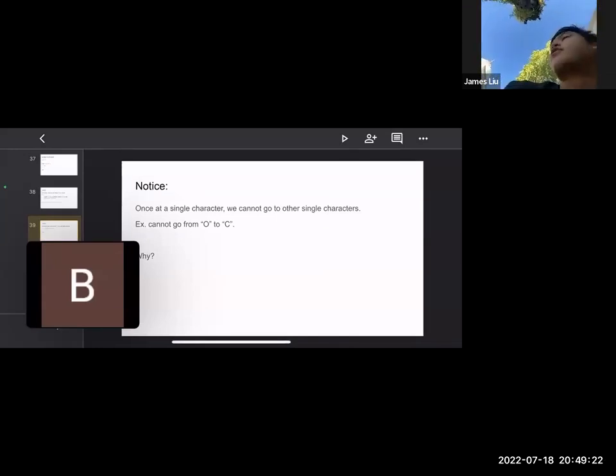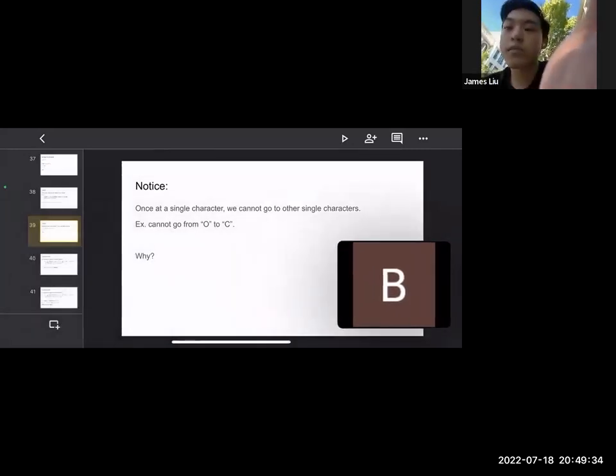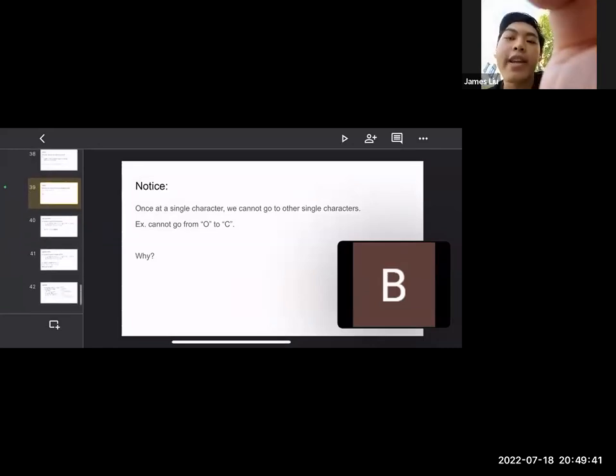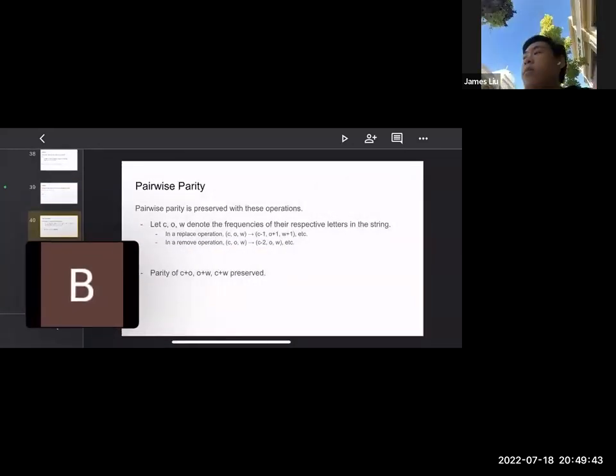Oh, it's like, why can we not go to C? C, W, Y. We can bring in some math. So I guess it's okay.